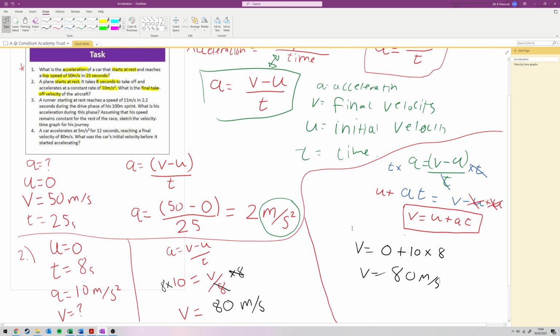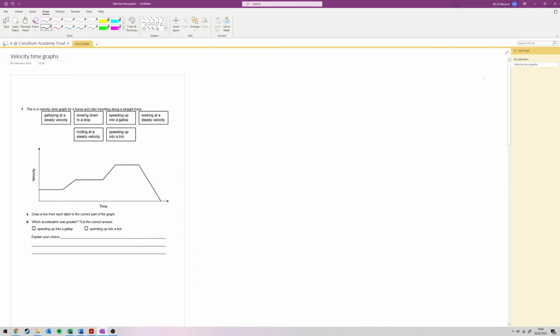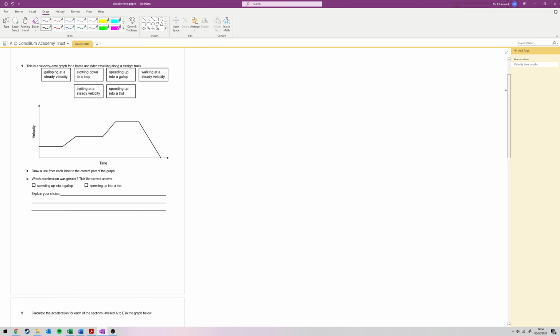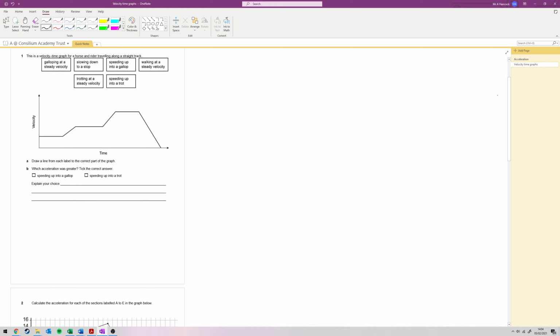Now that we've had a go at both of them, we are going to have a quick go at looking at velocity time graphs, because the first thing you need to understand is this equation here. You need to be able to use this equation, calculating the acceleration, and then you need to be able to apply it to graphs. So let's have a look at these. This is a velocity time graph for a horse and a rider traveling along a straight track.